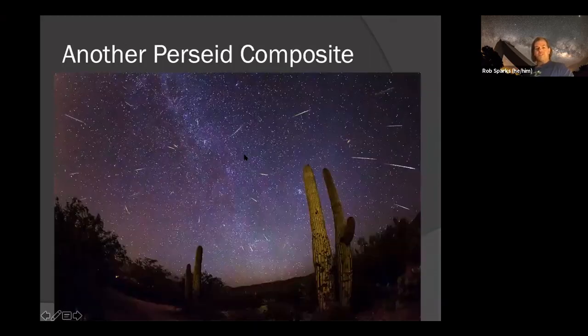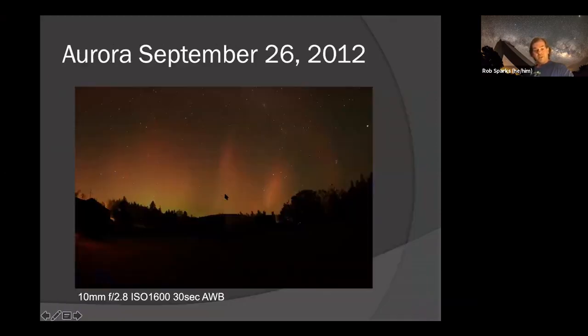Here's another Perseid composite as well from the same night, just a different camera. I had 2 cameras going that night, which meant I had to go through literally 1,000 photos or so. So anyway, I got 1 aurora shot.